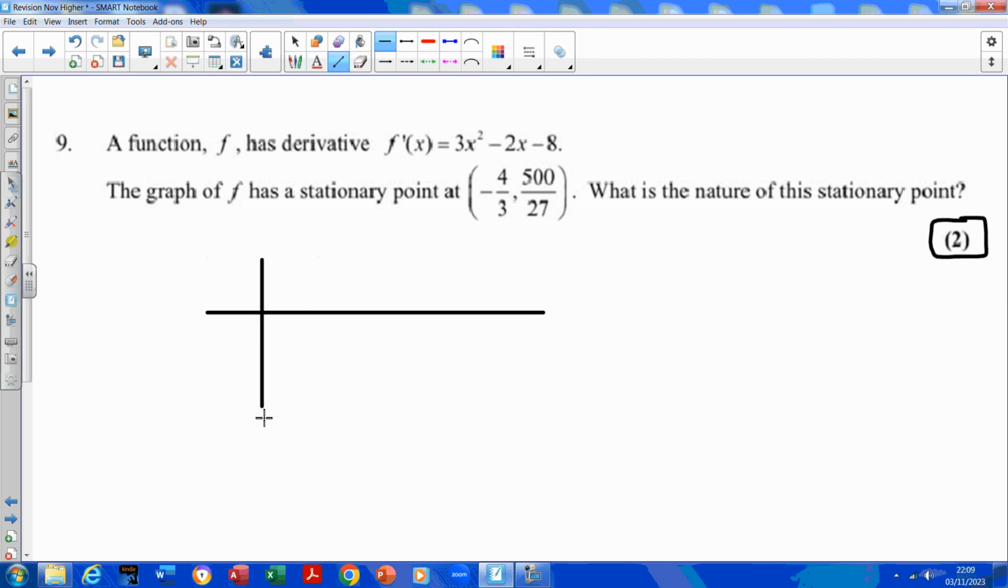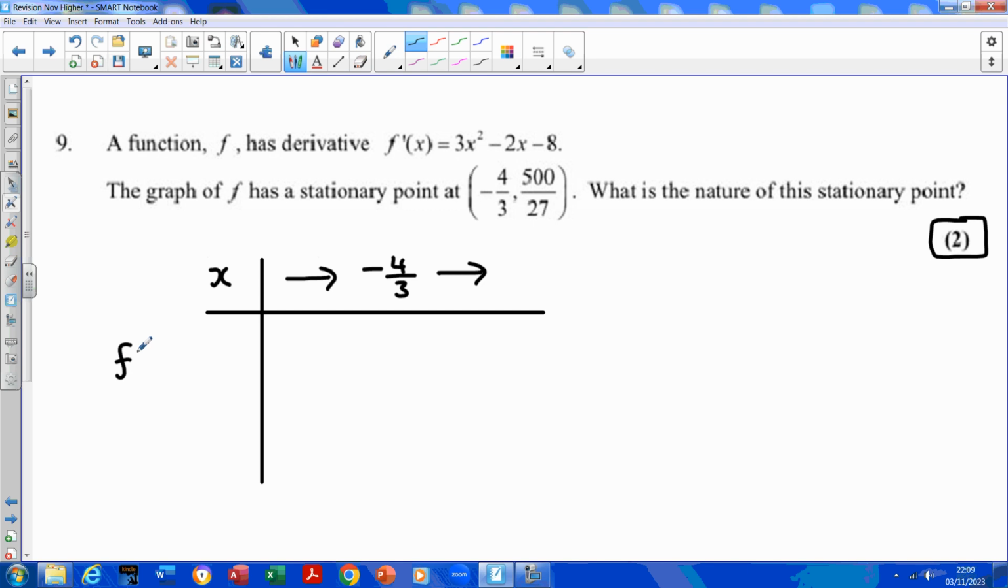the nature table. The x value is a horrible number, so we're going towards negative 4 over 3, and we're going away from negative 4 over 3. And we want to look at f dash x. So f dash x is 3 lots of x squared minus 2 lots of x's minus 8. Now, that's negative 1 1/3.